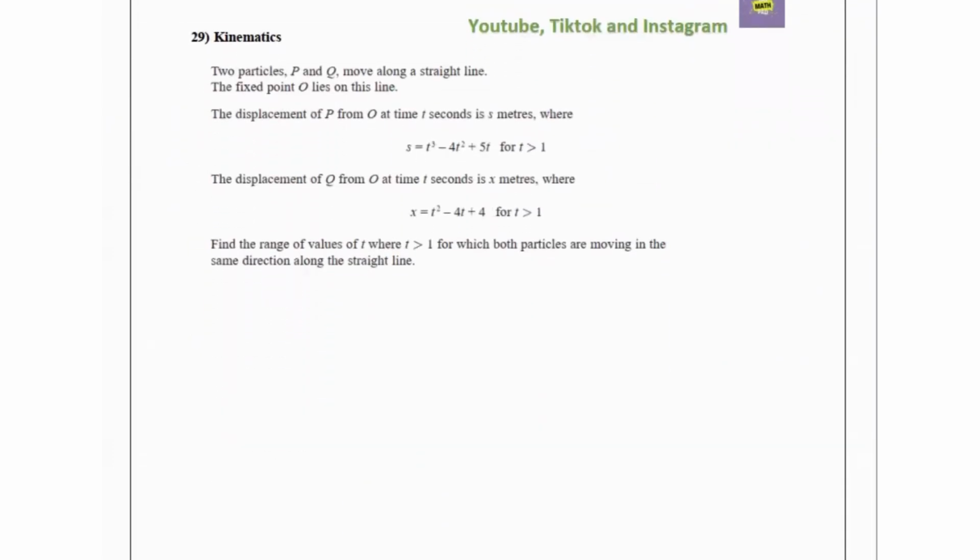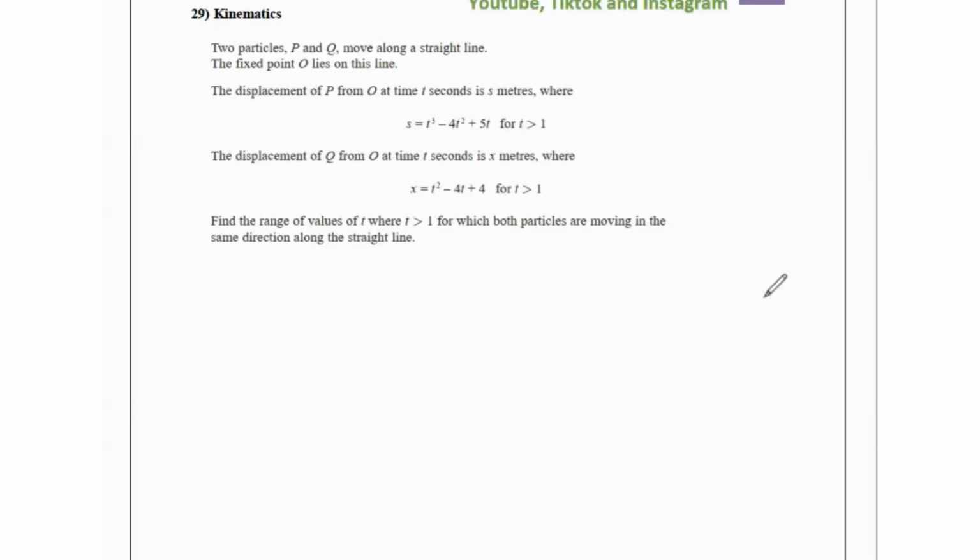Then it says two particles P and Q move along a straight line. The fixed point O lies on this line. The displacement of P from O at time t seconds is s meters, where s is t cubed minus 4t squared plus 5t for t greater than 1. The displacement of Q from O at time t seconds is x meters, where x is t squared minus 4t plus 4 for t greater than 1. Find the range of values of t when t is greater than 1, for which both particles are moving in the same direction along the straight line.